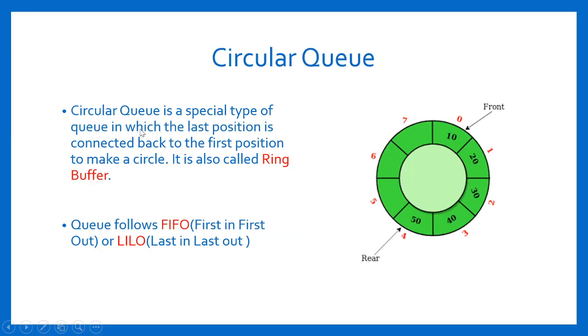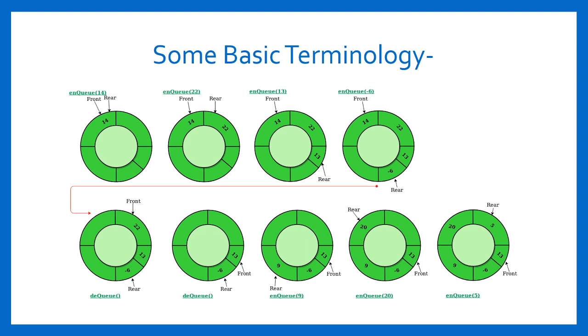Circular queue. A circular queue is a special type of queue in which the last position is connected back to the first position, so it makes a circle. A circular queue is also known as a ring buffer. I don't know why it is known as that, but it is known as a ring buffer. And a circular queue also follows the FIFO and LILO concept, the first in, first out, and last in, last out. There are some more basic terminologies which I would like to discuss, and then we will straight away move to the code and end the webinar.